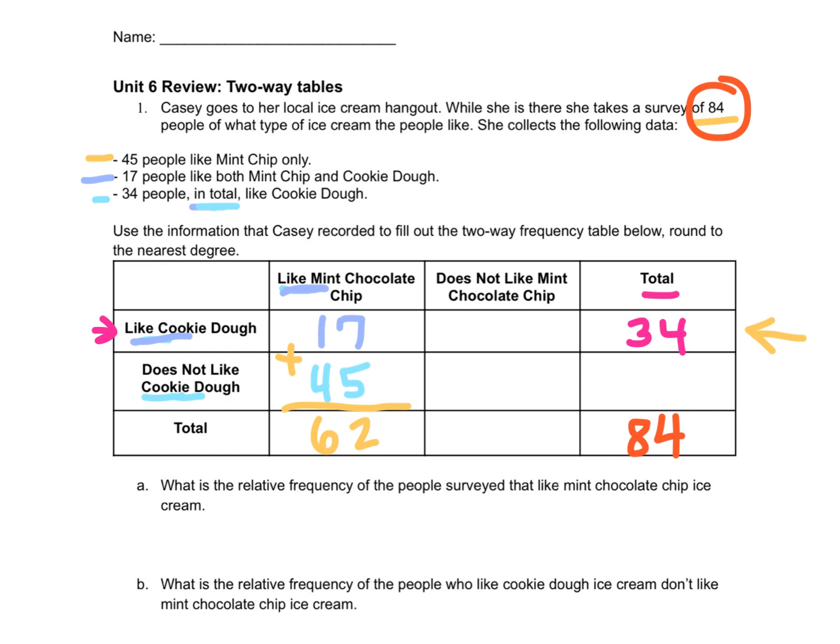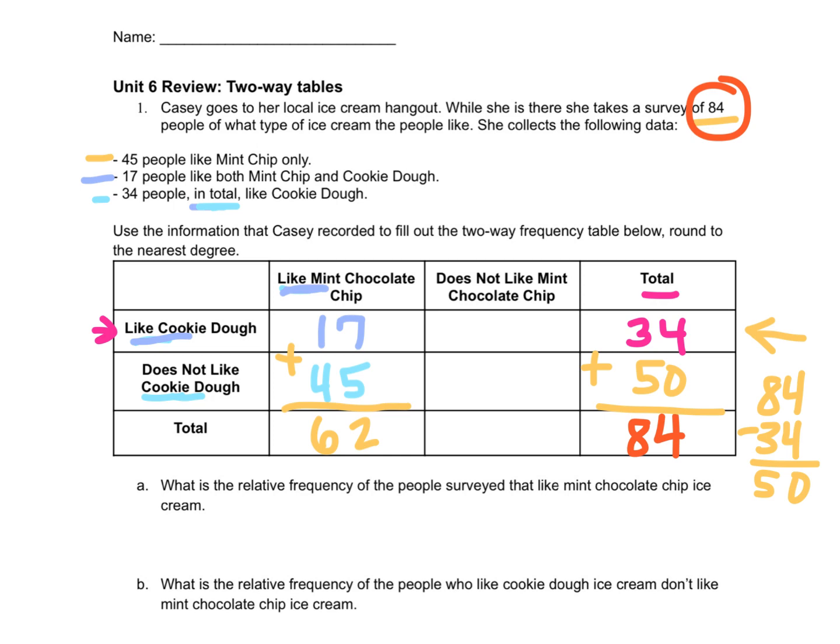So I have to figure out 34 plus what would get me that 84. So I'm just going to work backwards, the inverse of that, and subtract those two. And that is 50, because 34 plus 50 gives me that 84.